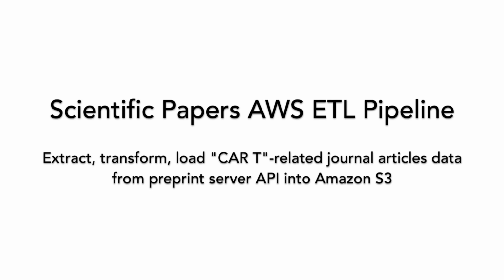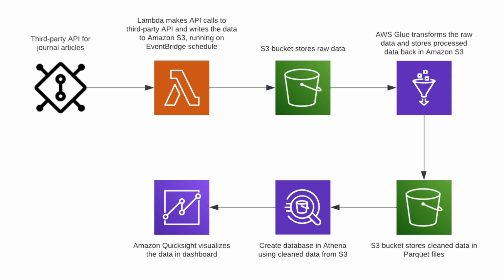Hi everyone, I'm presenting my project, which is the scientific paper's AWS ETL pipeline. This data engineering pipeline extracts, transforms, and loads journal articles related to the specific topic, CAR T cells, from the preprint server API into Amazon S3. CAR T cells are genetically modified immune cells that are used to treat cancer, so they're definitely a topic of interest. Let's look at the ETL pipeline design diagram.